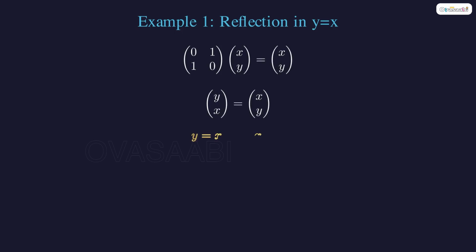Example 1. Find invariant points under reflection in y equals x. We set the transformation equal to the original point, then solve the equation simultaneously.